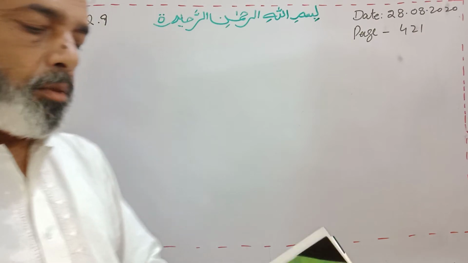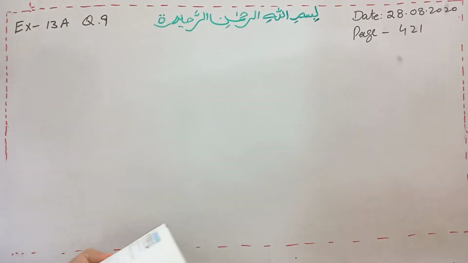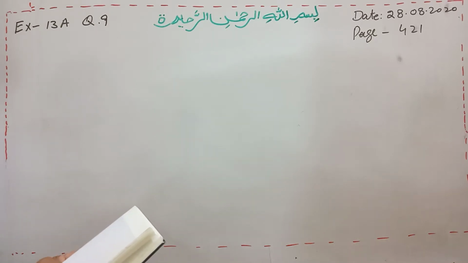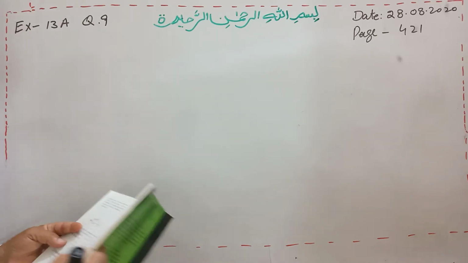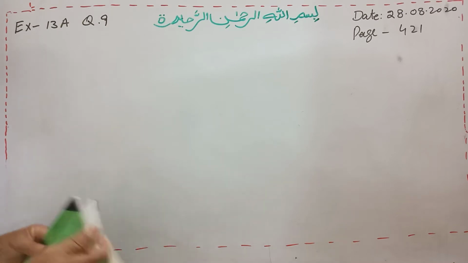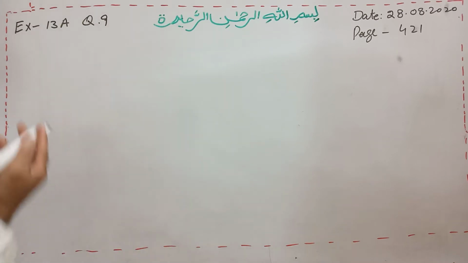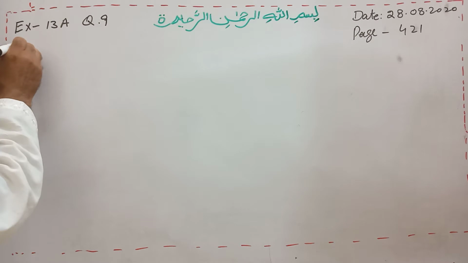Okay, come to the point. This is question 9. The lengths of two parallel chords of a circle are 6 centimeters and 8 centimeters respectively. So first case, I will write it first case.